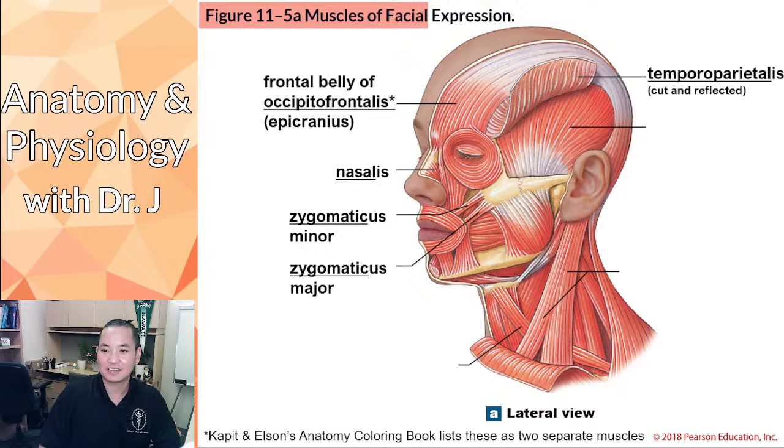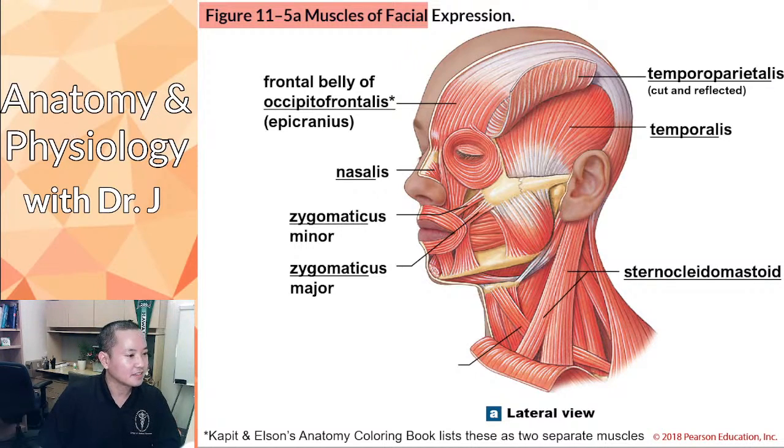Now temporoparietalis, it's actually cut and reflected here and peeled up. What do you get from the name? Well, we have a temporal bone, we have a parietal bone, right? So we have our parietal bone over here, we also have our temporal bones over here. So this is the outer layer, one of the superficial muscles that are attached to both. And then we have our temporalis, that's attached to our temporal bone. And then we also have one of my favorite muscles, which has two bellies innervating differently.